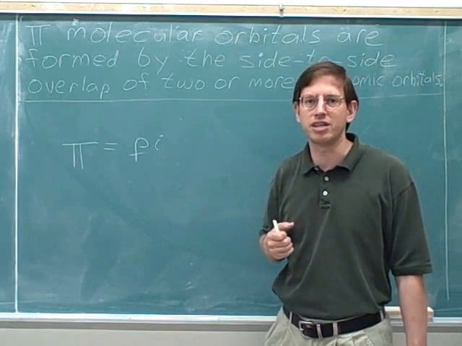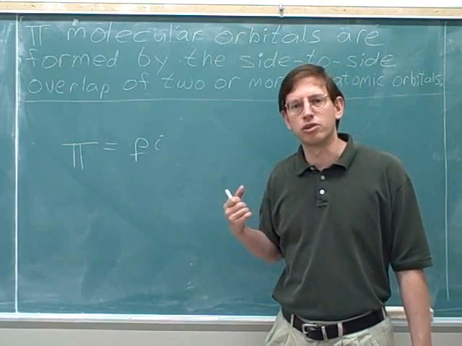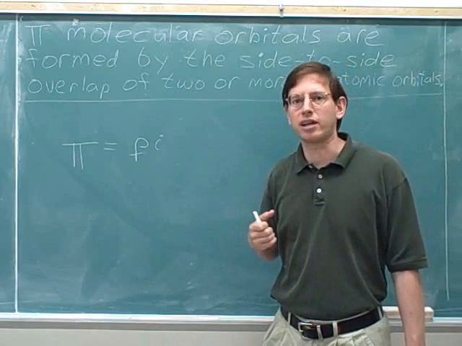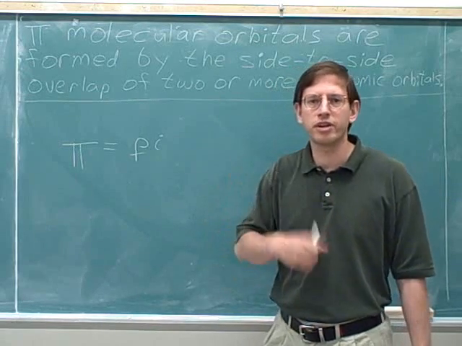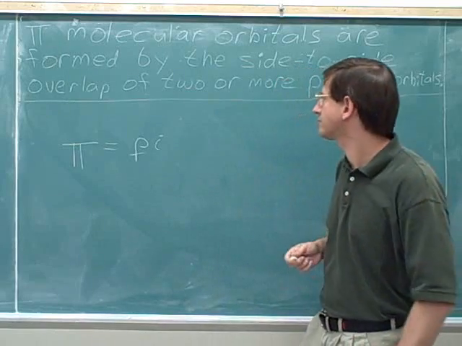That's what conservation means. If you're mixing 2 atomic orbitals, you get 2 molecular orbitals out. If you're mixing 3 atomic orbitals, you get 3 molecular orbitals out. If you're mixing 4 atomic orbitals, you get 4 molecular orbitals out.